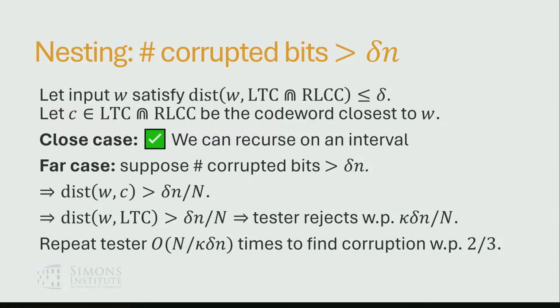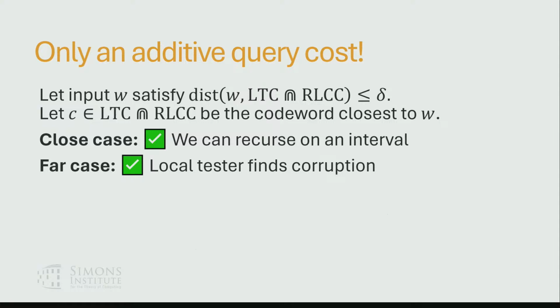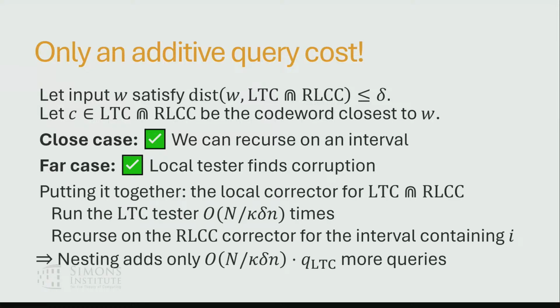Right, so that's great. If we know we're in the close case, we can just drill down into this substring. If we know we're in the far case, we can use the local tester and it will catch the corruption. But a priori, we don't know which case we're in, but we can just put them together. We can run the local tester the sufficient number of times, and we can recurse. And if in the first step the local tester finds corruption, we win. If the local tester doesn't find corruption, then we're probably in the case with low corruption, and then the RLCC corrector guarantee is satisfied, and we win in that case as well.